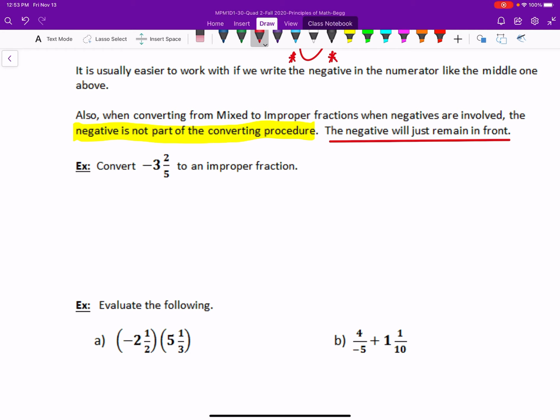So for example, I'm going to pretend that negative isn't there in this first example, -3 2/5. I'm just going to do 3 times 5 is 15, plus 2 is 17. Put it over the 5, and then I'll stick the negative back out front. And not really even out front, I'll put it on the numerator like we discussed above. And again, if I always do the same thing, it makes things easy for me.